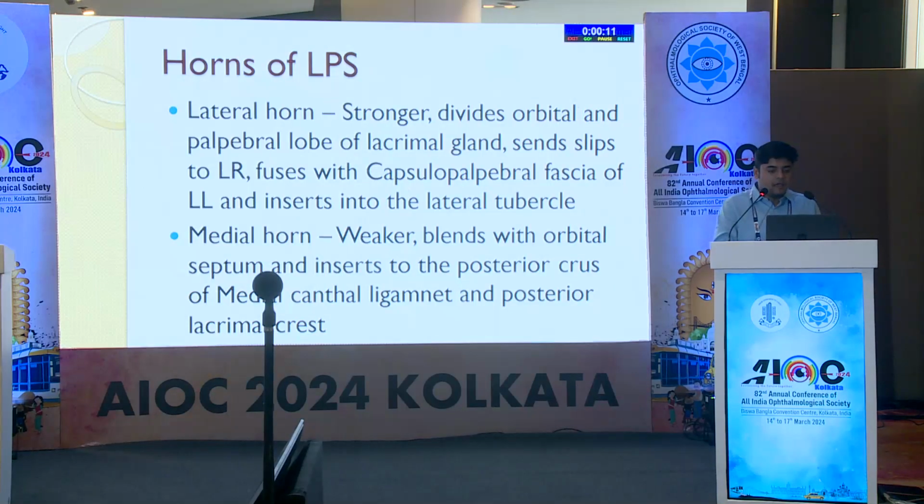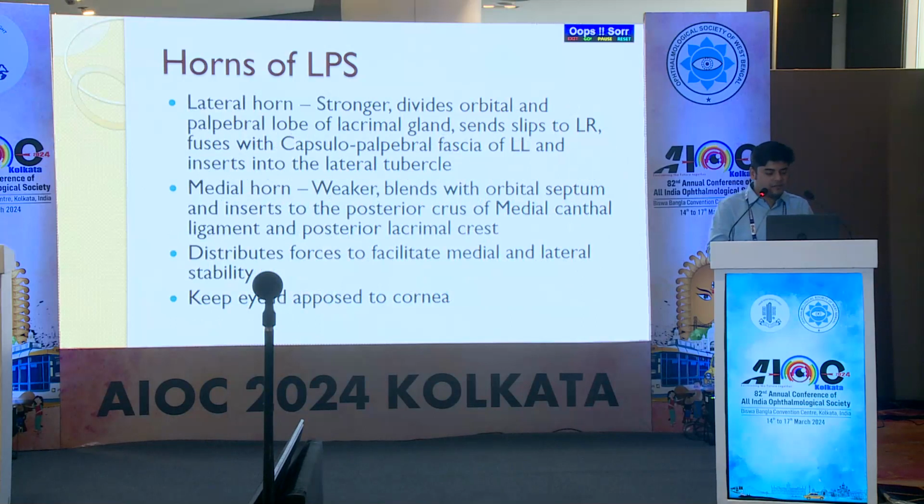Now, there are two horns of the levator, the lateral horn and the medial horn. The lateral horn is stronger and it divides the lacrimal gland into the orbital and the palpebral lobe, then slips to the lateral rectus and fuses with the capsulopalpebral fascia of the lower lid and inserts into the lateral tubercle. And the medial horn is weaker and it blends with the orbital septum and inserts to the medial canthal ligament and posterior lacrimal crest.